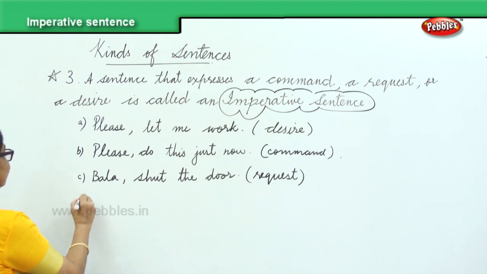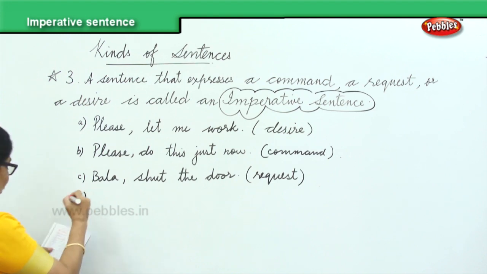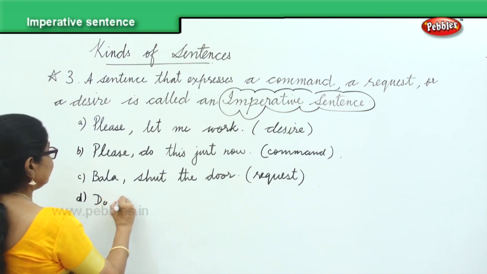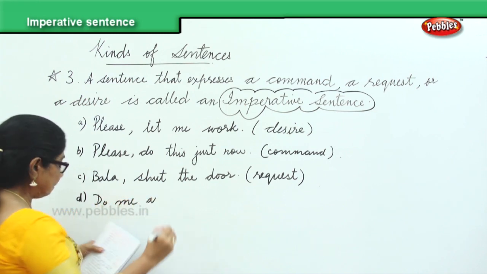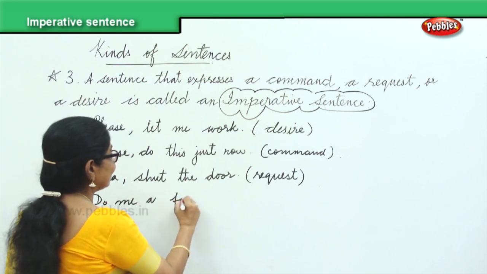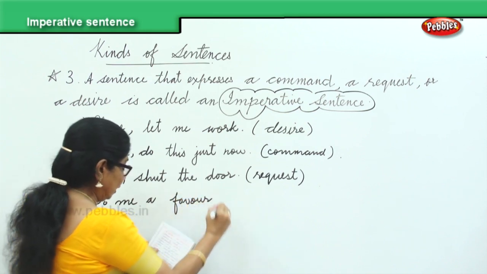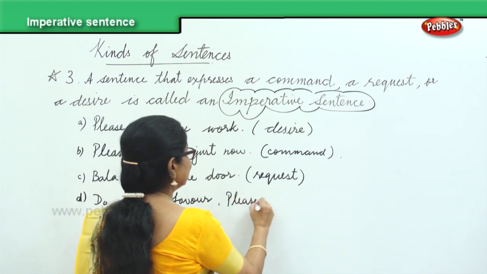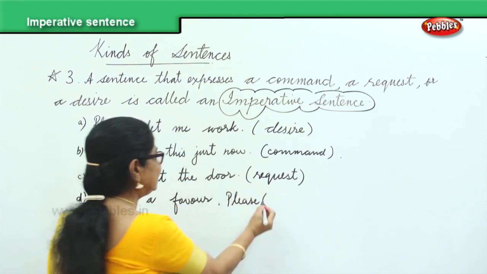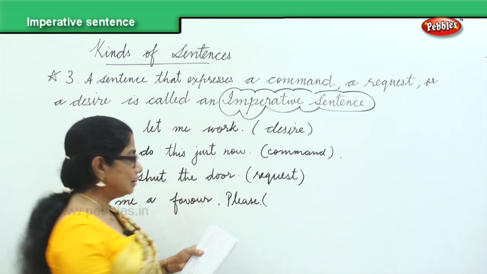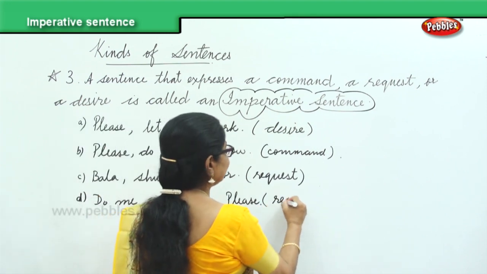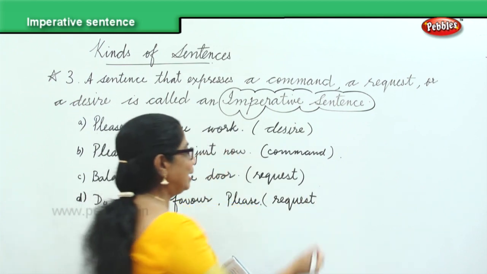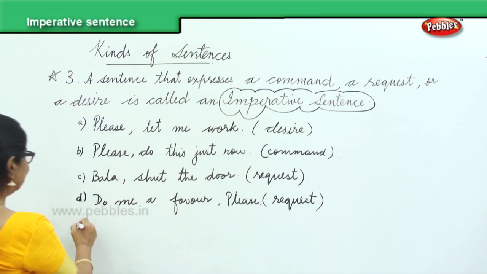Now, next one. One more I'll give you. Do me a favor, please. Now, what is it? Do me a favor, please. That is a request. You are requesting. Do me a favor, please. Please help me.